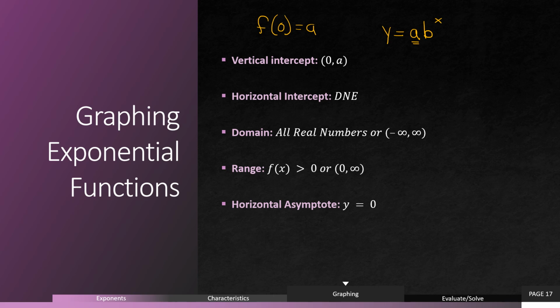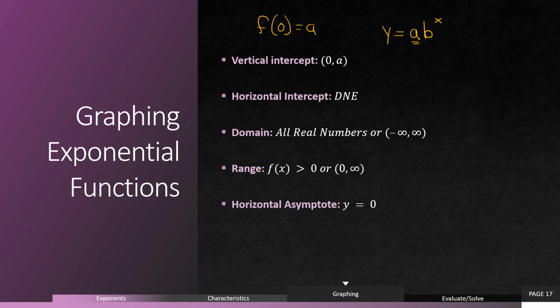Our domain though is super easy, all real numbers, negative infinity to infinity, everything is fair game. Our range is f of x needs to be greater than 0. So in interval notation, that is from 0 but not including 0 all the way up to infinity.